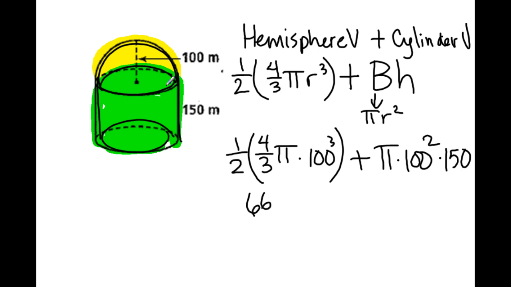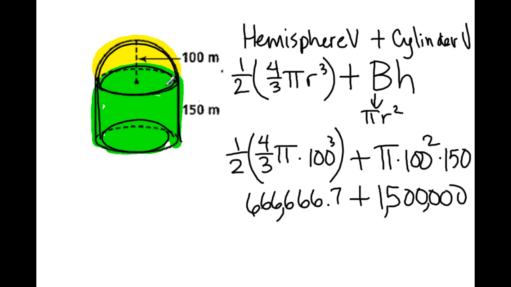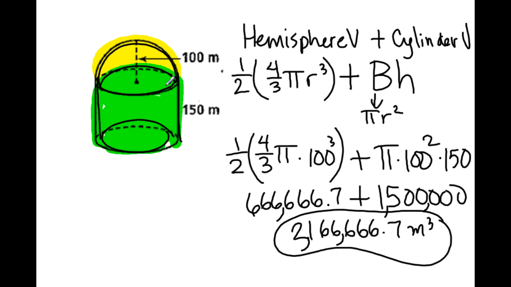For this part, I get 666,666.7. And for the cylinder part, I get 1,500,000. So then I add those two numbers together. And that is my final answer. So anytime you have what we call a composite shape, you're going to find the volume of each and then add it all together.